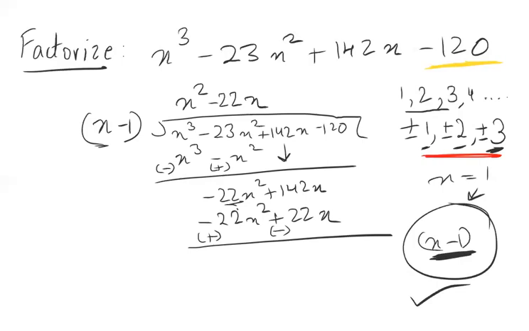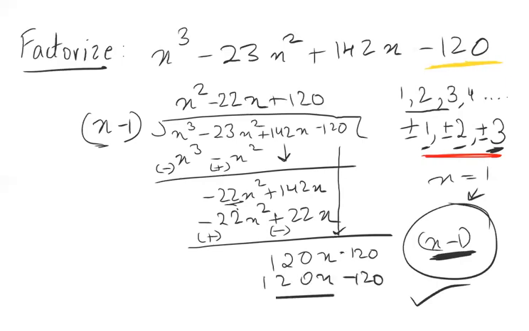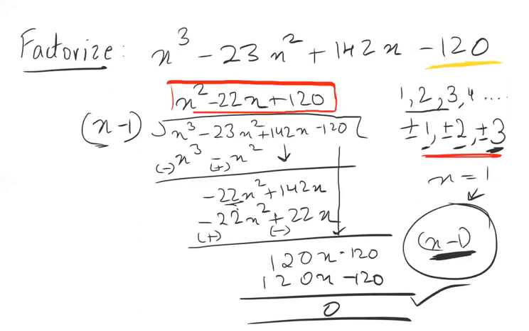So what do you get? 120x. Bring it down, minus 120. First term, plus 120. So you get 120x minus 120, and that will give you 0. So that is a factor. But we are only interested in this part. Now, you see this came to an x of degree 2, right?